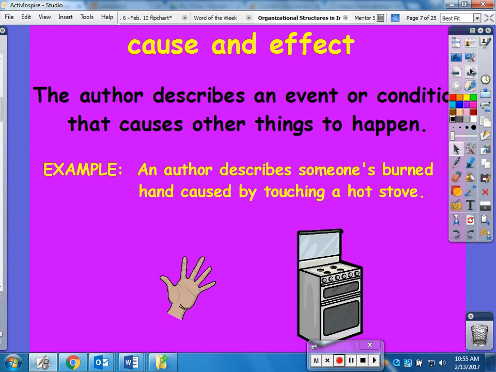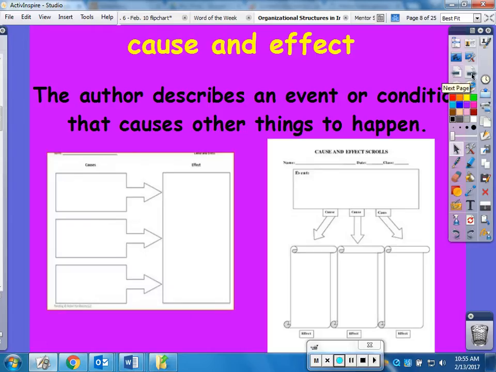The second type of organizational structure is cause and effect. Cause and effect is when the author describes an event or condition that causes other things to happen. For example, an author describes someone's burned hand was caused by touching a hot stove. Here are some examples of some graphic organizers for cause and effect.